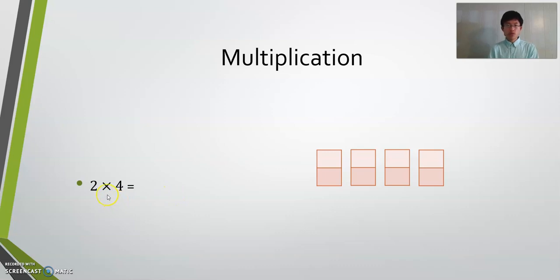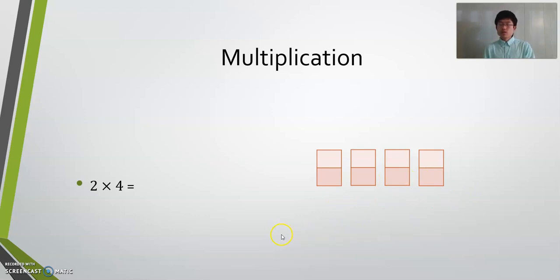Example, 2 times 4. You know that's 8. Here's a picture right here, a diagram with boxes or blocks. 1, 2 blocks, 2 blocks, 2 blocks, 2 blocks. 2 times 4, 4 groups, that's 8.